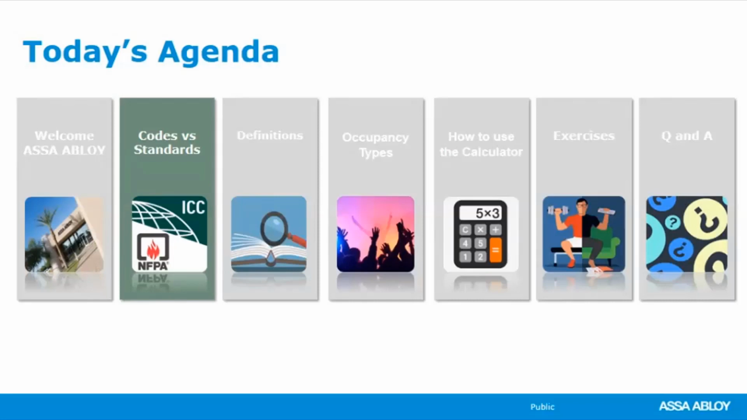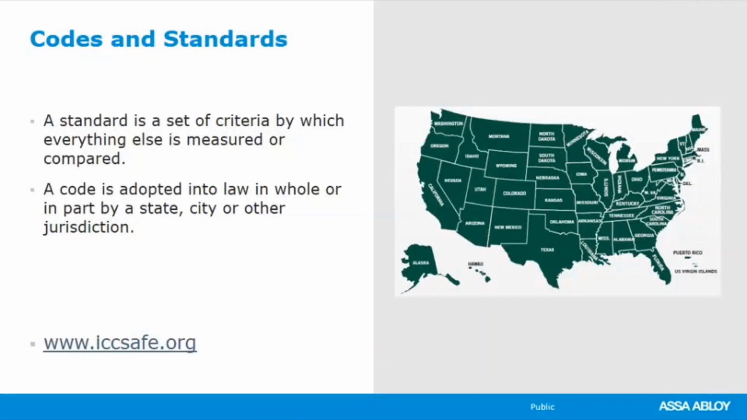First thing we'll talk about is the difference between codes versus standards. A standard is a set of criteria by which everything else is measured or compared. For example, in our industry for commercial doors and hardware, NFPA 80 is the standard for fire doors and hardware. It won't tell you where you need a fire door and hardware, but it will tell you if you need a fire door and hardware, this is what it needs to look like, act like, and be like.